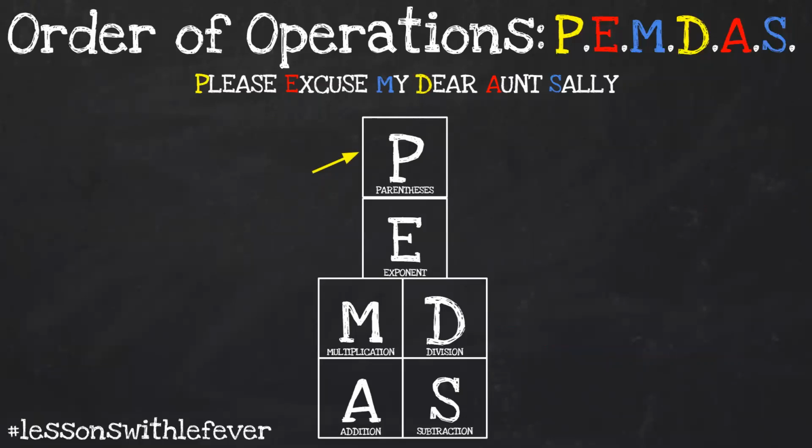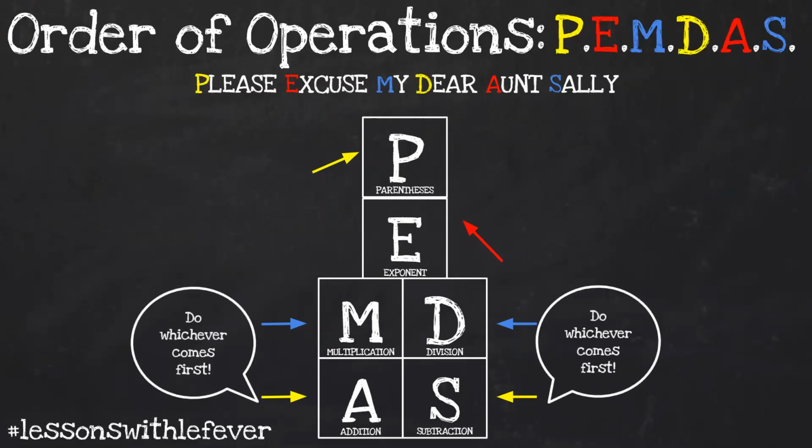Parentheses will always come first. Here's something that you should know. Parentheses also include braces and brackets, then your exponents, then multiplication and division, addition and subtraction. But remember, with multiplication, division, addition, and subtraction, you always want to do whichever comes first in the MD, and then whatever comes first in the AS.